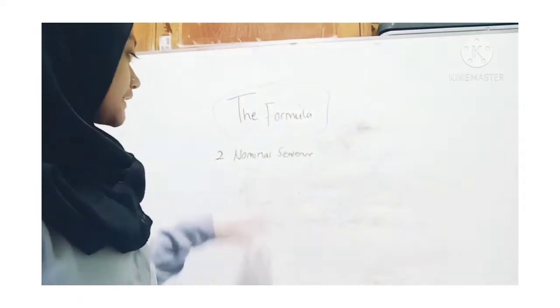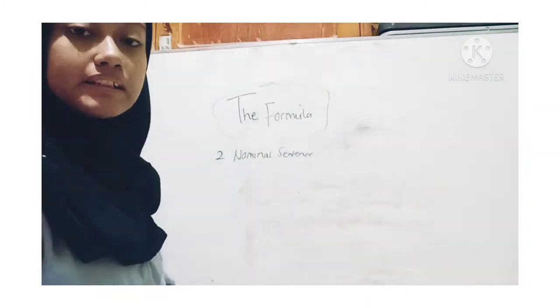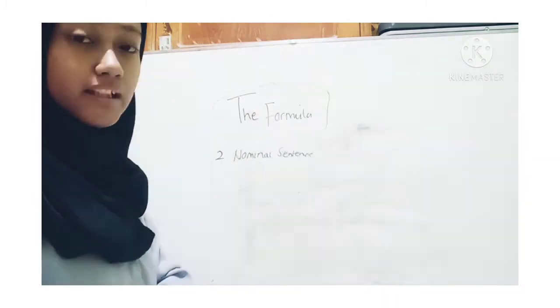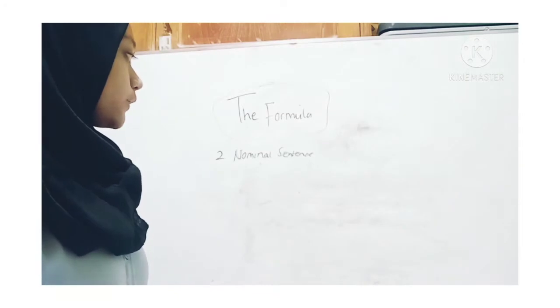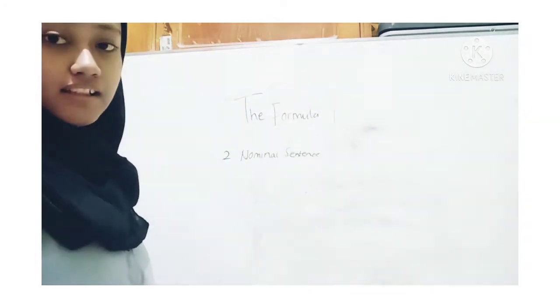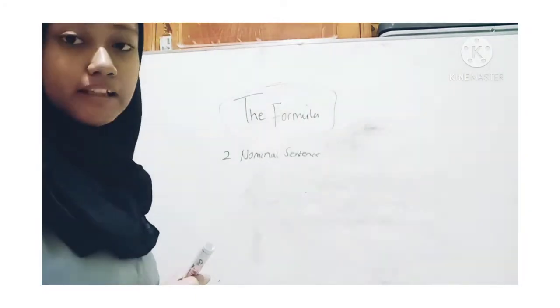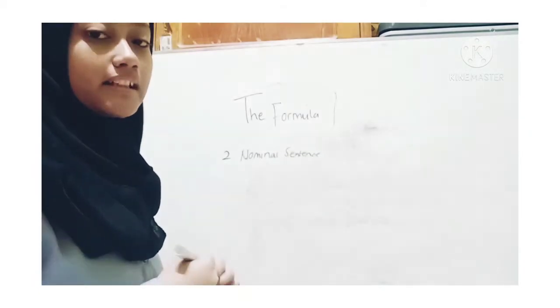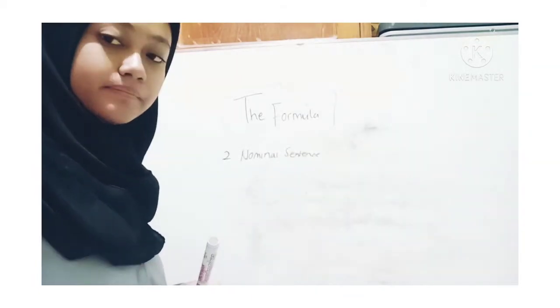And the second one is nominal sentence. As we all know, the nominal sentence is a sentence that uses verb be, or we call it to be, right? So we are going to see the subjects as the same as verbal sentence in positive sentence, negative sentence, and interrogative sentence.